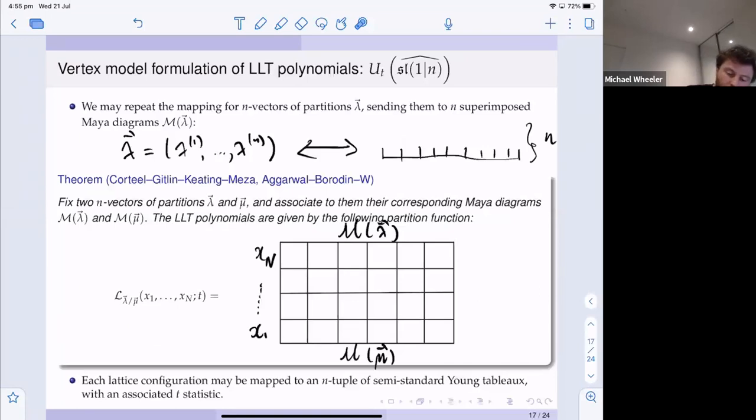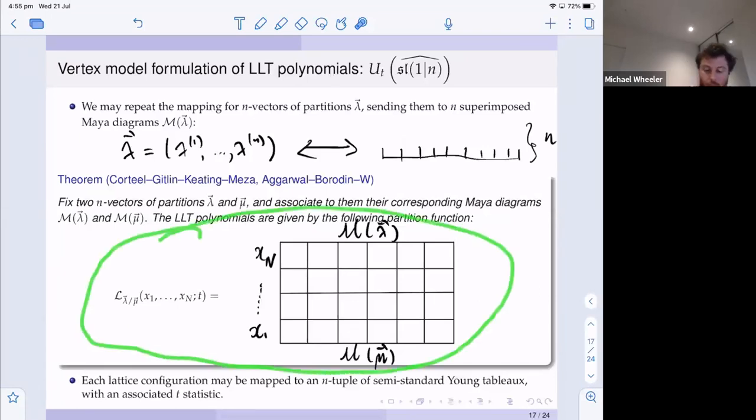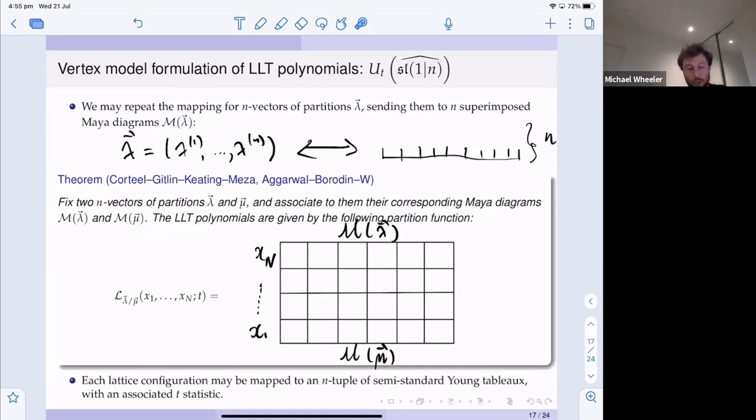And once you have this thing written down, you can actually take the configurations in your lattice model and perform a mapping of each of those configurations to an n-tuple of semi-standard Young tableaux. That n-tuple has an associated t statistic that tells you how the Young diagrams interact with each other. And this is, again, something that we saw in the talk from yesterday. So that's how you can prove that this thing gives you the LLT polynomial.